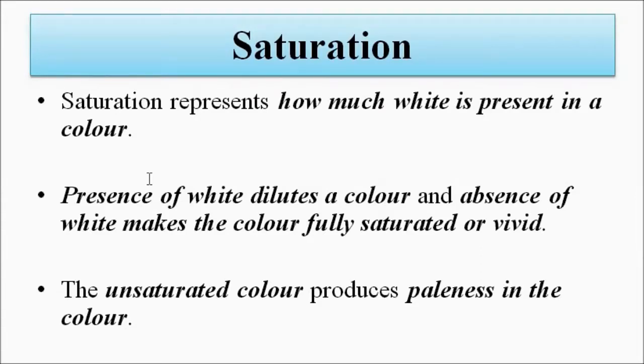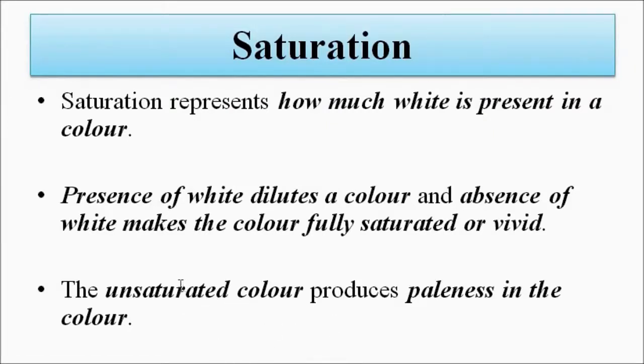Again, saturation basically means how much white is present in a color. And the presence of white turns the color pale. It fades, making it more and more light, as I said. So the absence of white in a color makes it fully saturated, a vivid, deep color. And an unsaturated color means presence of white. It produces paleness in the color.